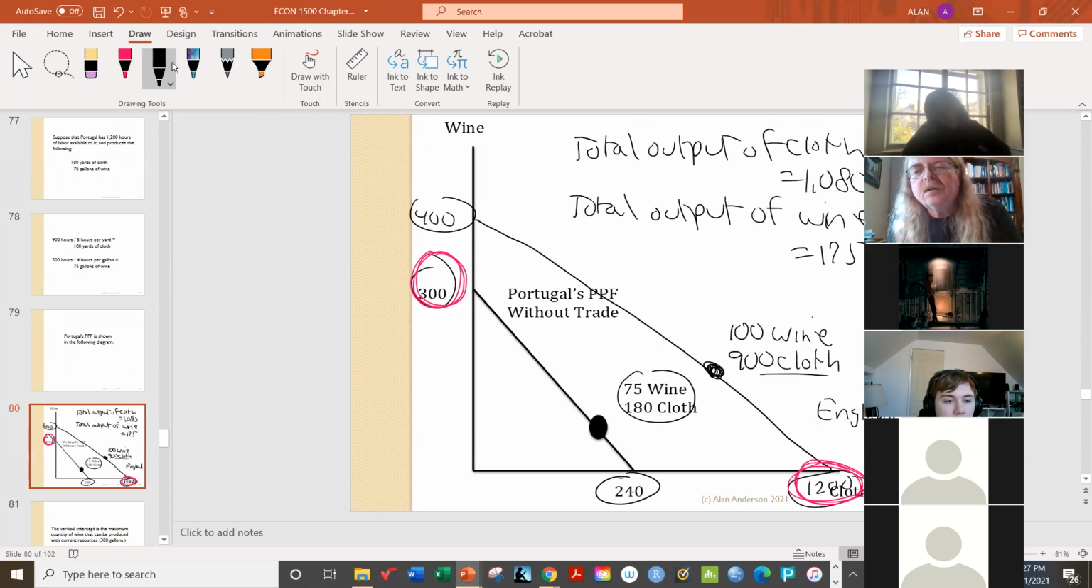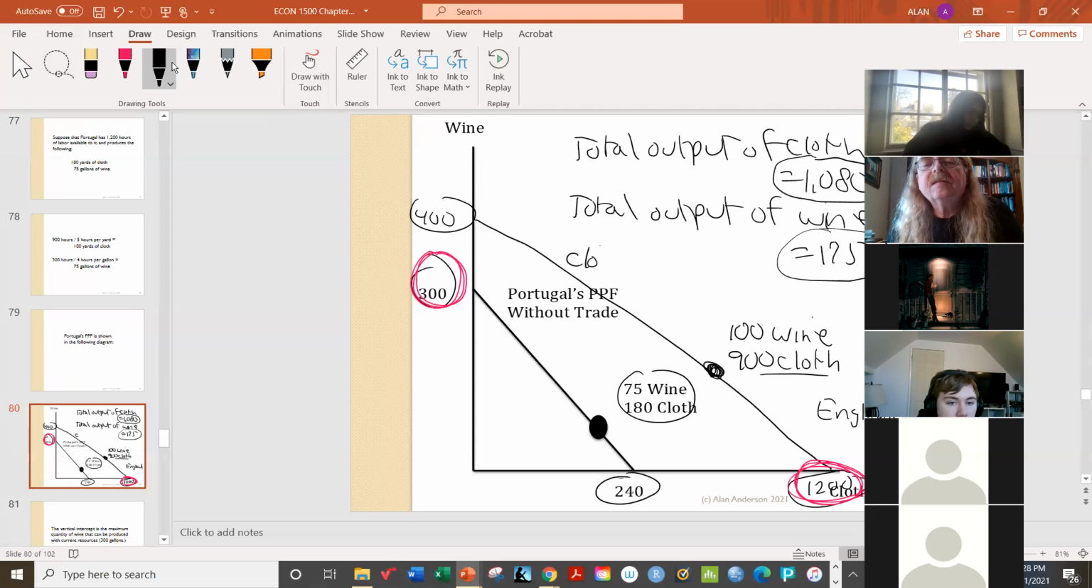Now, clearly, something's going to improve because look at this. England, if they specialize in cloth, they can make 1,200 yards. Oh, look at that. So the total between the two of them will go up by 120 yards. What about the wine? If Portugal focuses on the wine, there will be 300 gallons of wine in the world instead of only 175.